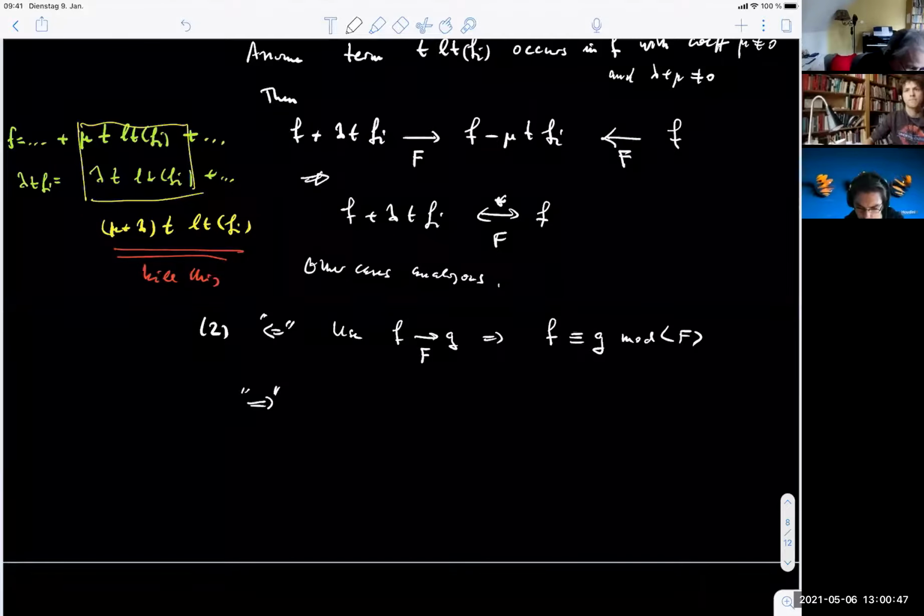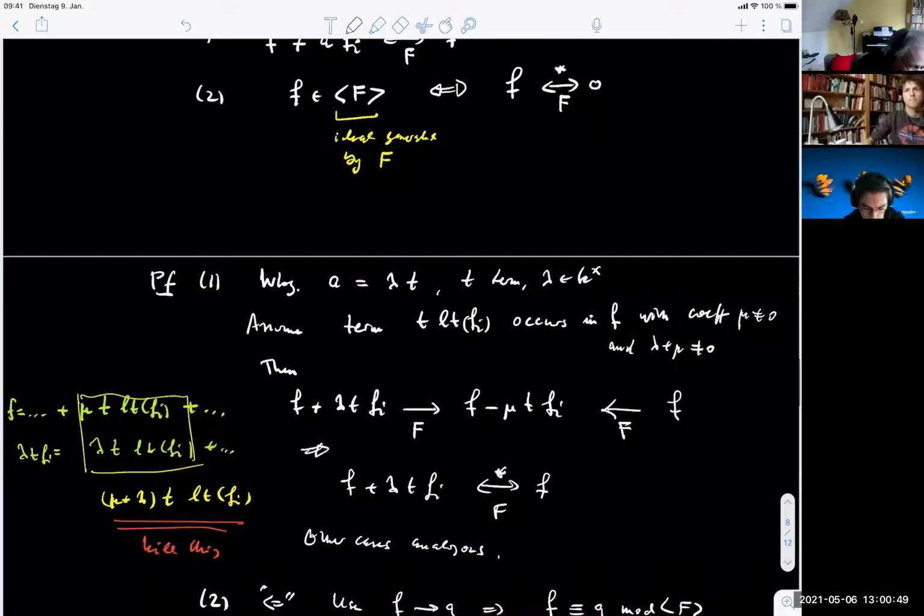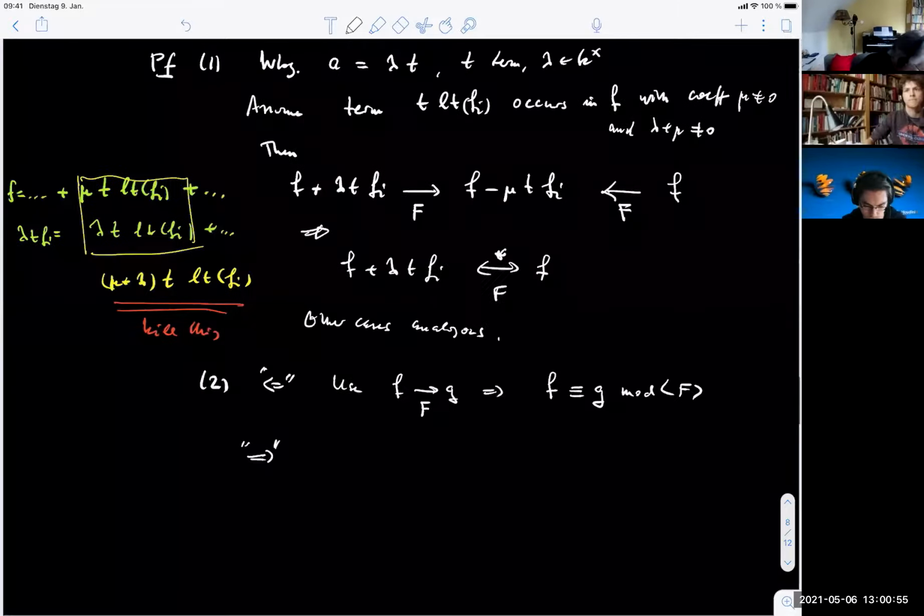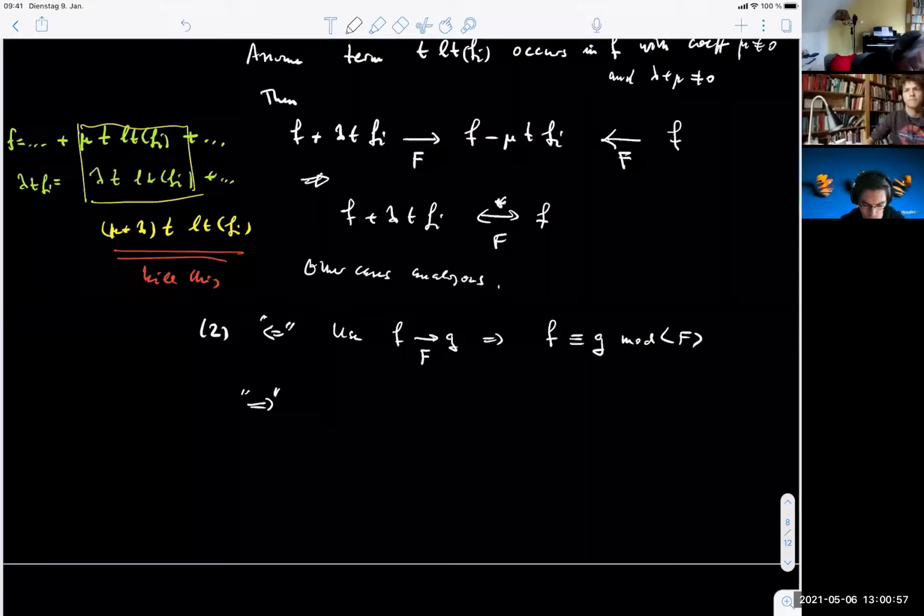So what was the other direction? I have an element in the ideal. I want to show I can reduce it. Okay, it's equivalent to 0. So if f is here, this means there are coefficient polynomials a_i such that f is the sum of a_i f_i.